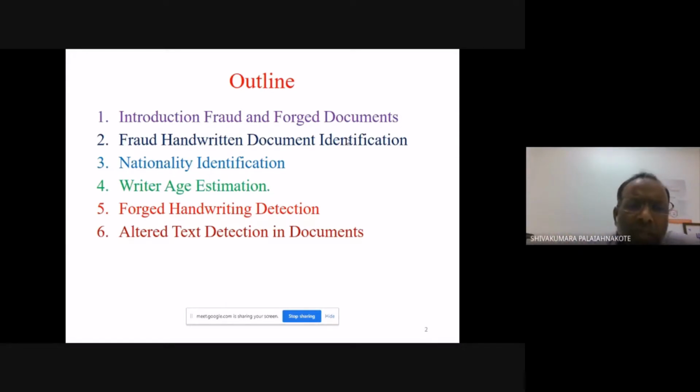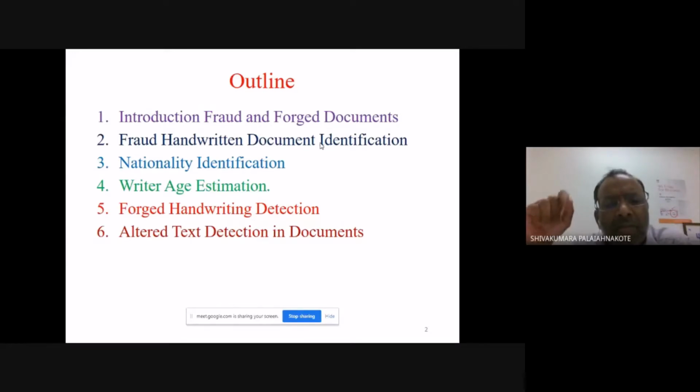So first one, actually fraud handwritten document identification. I will try to explain what is the motivation and what is the work. Nationality, that's nothing but identifying the nationality, which country he is from. Writer age. When you write something, automatically we should estimate your age. Is it possible?